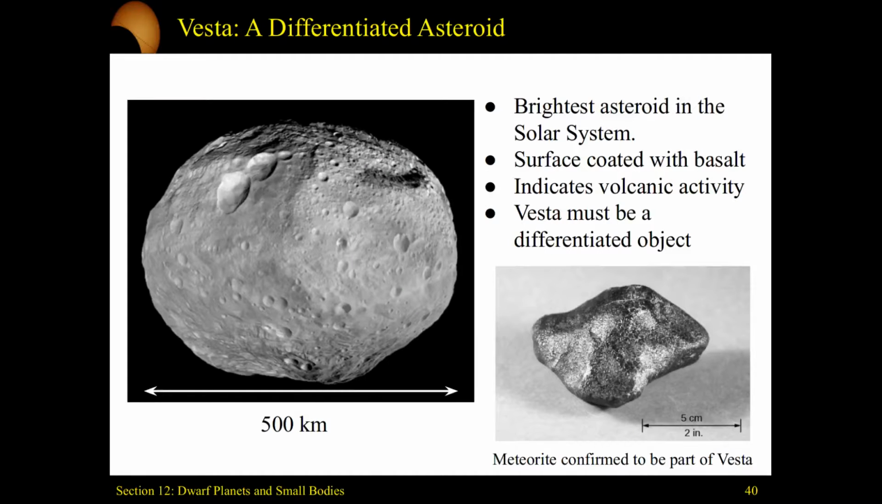Another asteroid that we'll focus on in particular is the Vesta Asteroid, which has a diameter of about 500 kilometers and is the brightest one in our solar system. Its brightness is due to the surface being coated with basalt material. Basalt is the fine material left over from volcanic rock, volcanic activity. So this is an indicator that Vesta must have been a differentiated object, but Vesta isn't massive enough for differentiation to happen in its core.